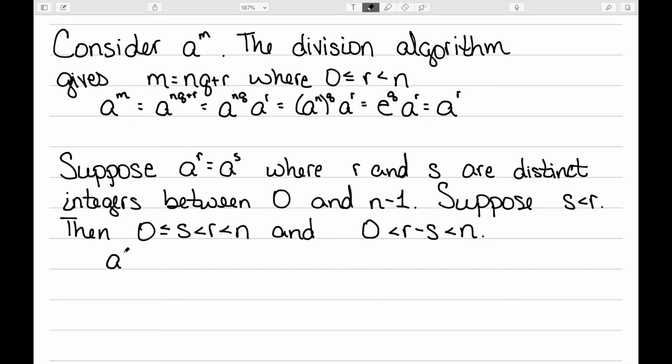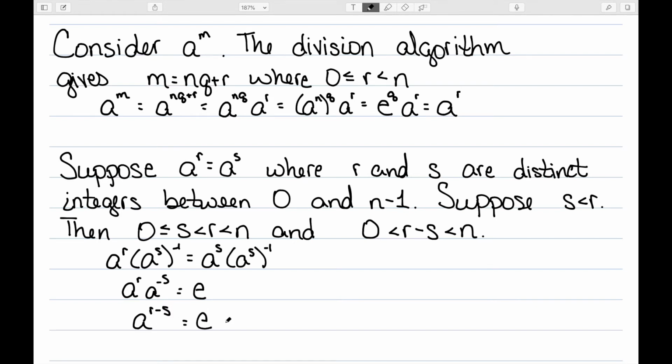Well then, if I do a to the r times a to the minus s, this should be equal to a to the s times a to the minus s, since a to the r is equal to a to the s by assumption. On the left-hand side, we have a to the r, a to the minus s. On the right-hand side, these are inverses, so we can see this is the identity. Using properties of exponents, we have a to the r minus s is equal to e.